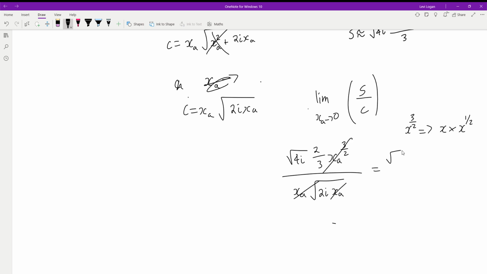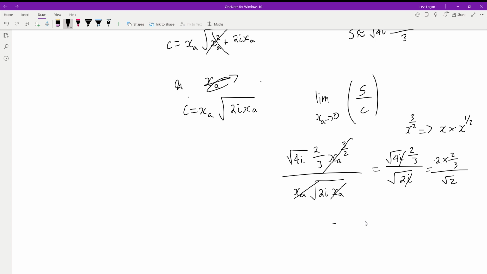So all we're left with is square root of 4i, 2 over 3, over square root of 2i. We have a square root of i up here and a square root of i down here, so that can cancel straight away. So what we're left with is pretty much square root of 4, which is 2, times 2 over 3, over the square root of 2.